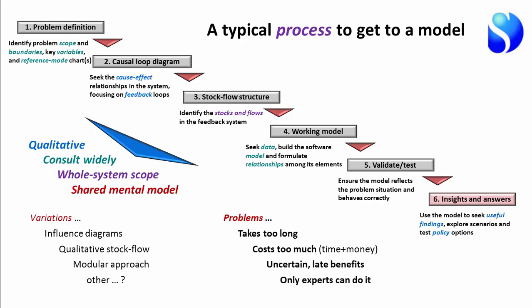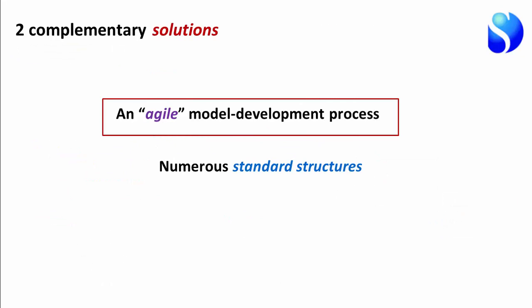I've lost count of the number of times I've tried to teach executives to follow the standard process, and after a week, they can't do it except in the most trivial of cases. It just can't be done. I'm going to suggest there are two complementary solutions. So the first presentation is about this, what I'm coining Agile model development process, and then in the second presentation I'll talk about standard structures.